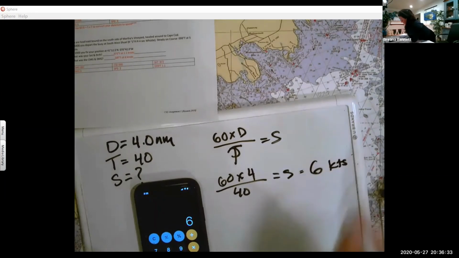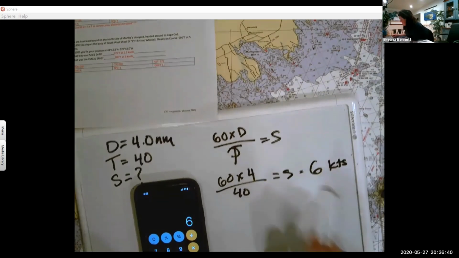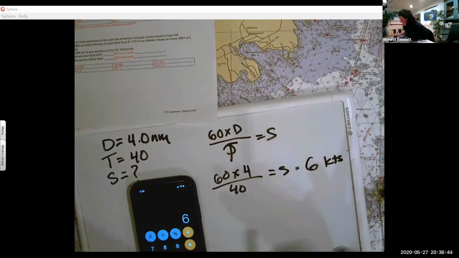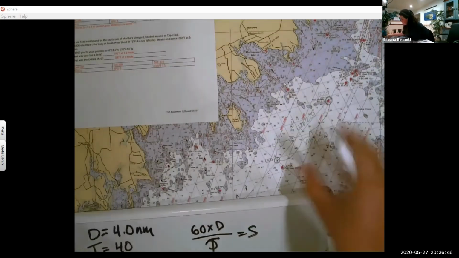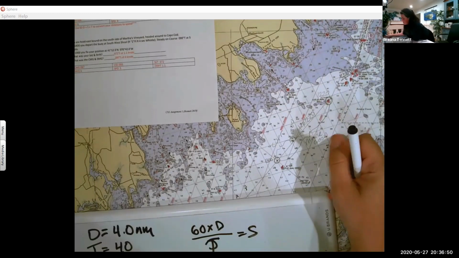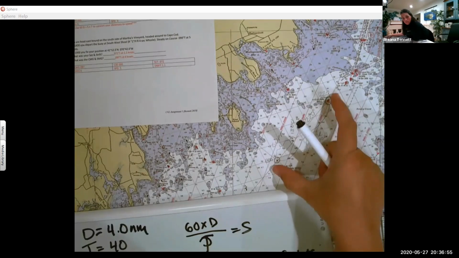So our speed made good is a lot faster than what our boat's speed was. 6 by almost the 2. So we're kind of adding and subtracting these vectors on a line. So that makes sense. If this was 4, this was 2, this would be 6.